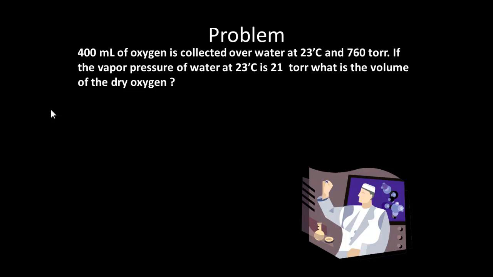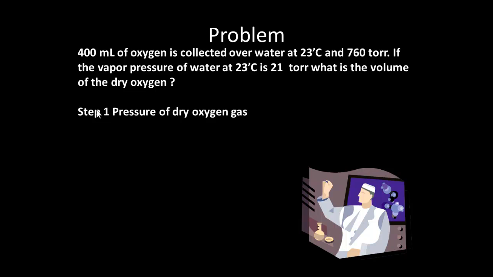So here's an example. If we have 400 mLs of oxygen which have been collected over water at 23 degrees Celsius, 760 torr, and we know that the vapour pressure of water at 23 degrees Celsius is 21 torr, then what's the volume of the dry oxygen? In other words, how much oxygen have we actually got?